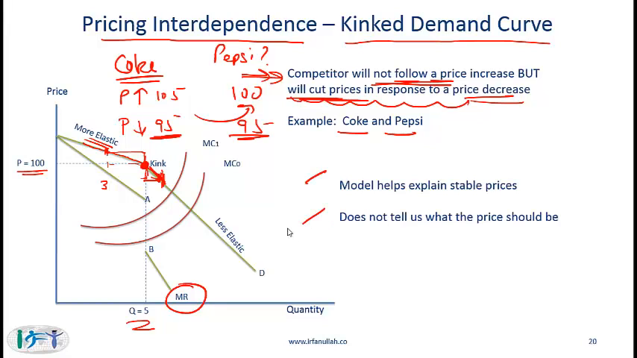These points, however, are important and testable. Notice that the pricing interdependence model helps explain stable prices. So this model would explain why, for example, we have a price of 100 in this market. The 100 point is where we have the kink, and according to this model, the point where we have the kink is the stable price and quantity. But this model does not tell us how we arrive at this particular price.